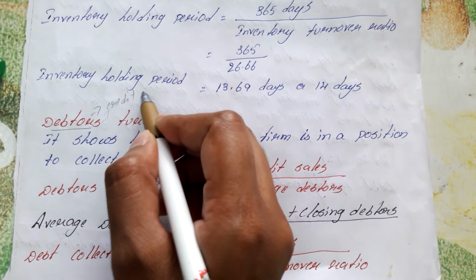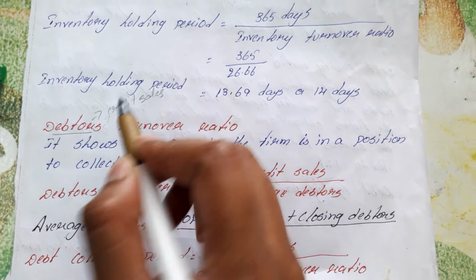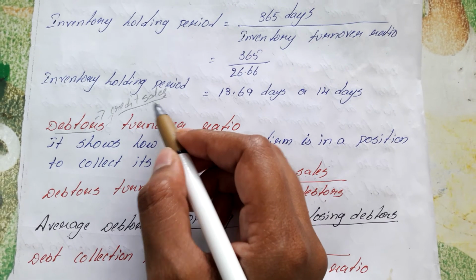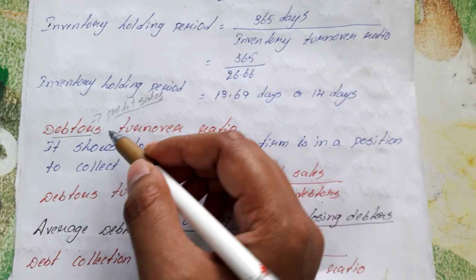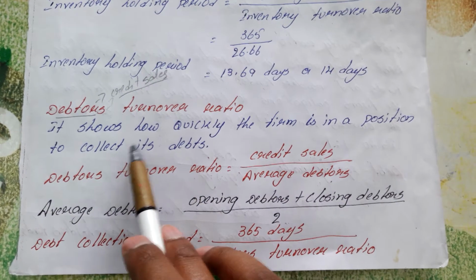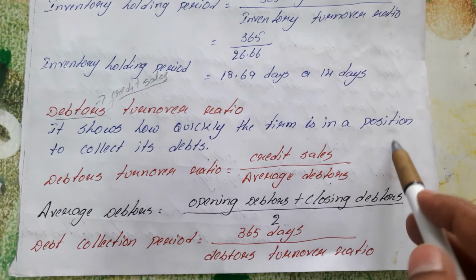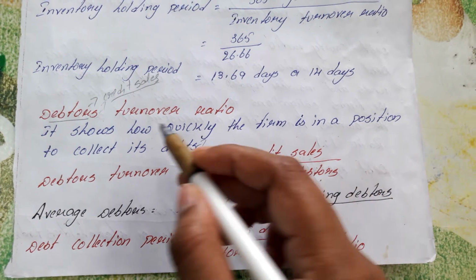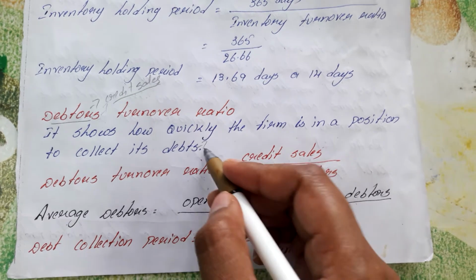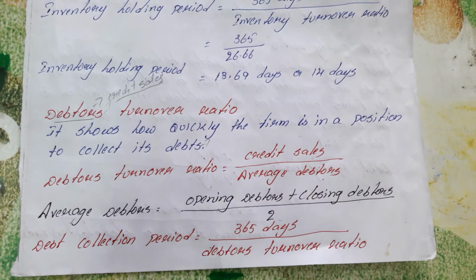Okay, credit sales we have made to those persons, nothing but we have sold the goods but they have not paid us any cash. Those are called debtors. Debtors turnover ratio means it shows how quickly the firm is in a position to collect its debts. Debts means the sales we have made, the sale amount, that is how quickly we are able to collect the debts.